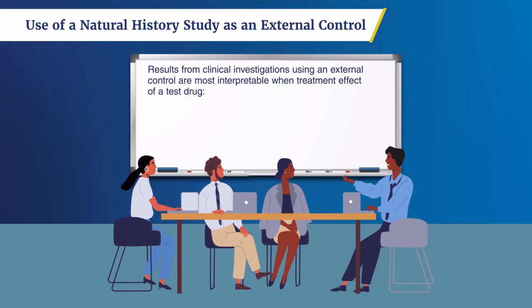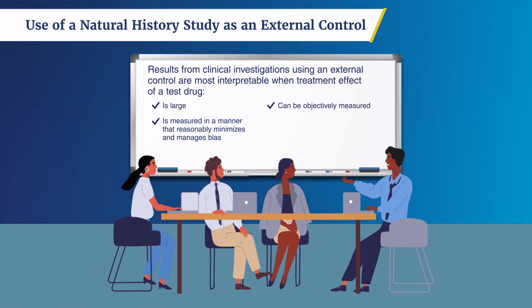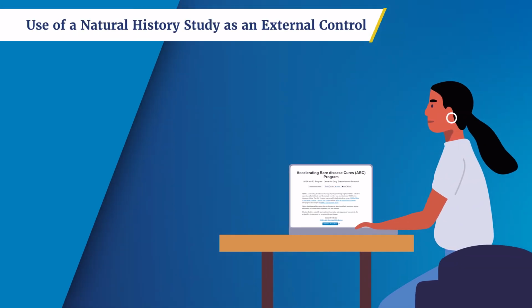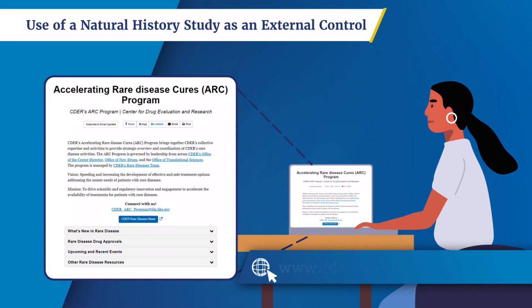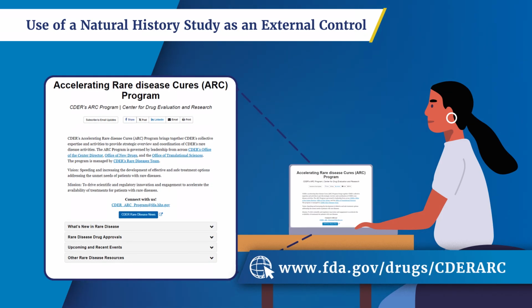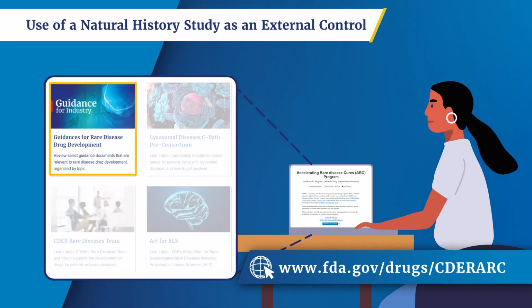These include when the treatment effect of the test drug is anticipated to be large, is measured in a manner that reasonably minimizes and manages bias, can be objectively measured, and has a strong temporal association with administration of the test drug. For more information on FDA guidance documents related to externally controlled trials and natural history studies, go to the guidance tile on the Accelerating Rare Disease Cures or ARC program website.